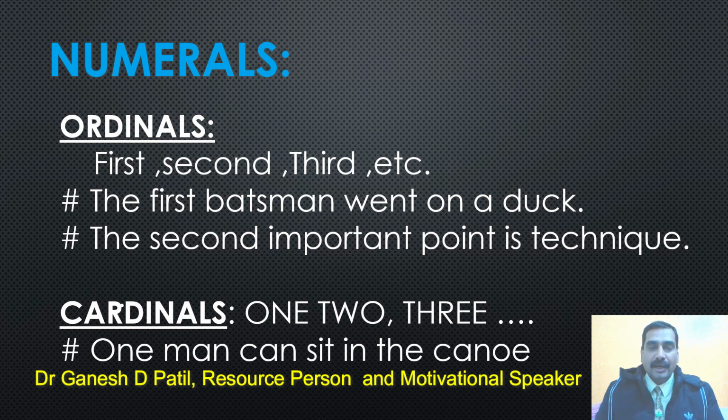Numerals are also a type of determiners. There are two types of numerals, ordinals and cardinals. Both numerals, ordinals as well as cardinals, indicate the number of things or persons of that noun present. Ordinals indicate sequence. Ordinals always take the article the before them.